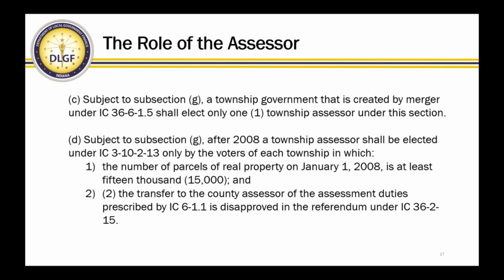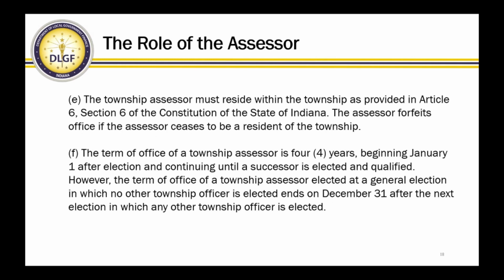This part of the code talks about what I've just discussed basically. Much like the county assessor, the township assessor's term is for 4 years, and much like the county assessor, if the elected township assessor ceases to be a resident of the township, then the assessor forfeits that office. So if a person moves outside of their township, their jurisdiction, even if it's just across the township line, if they're no longer a resident of that township, then they would forfeit their office. Much like the 4-year term I mentioned, the term begins January 1st after the election and continues until a successor is elected and qualified.